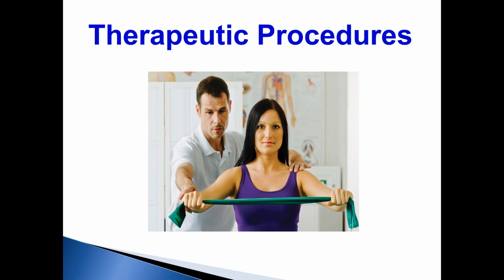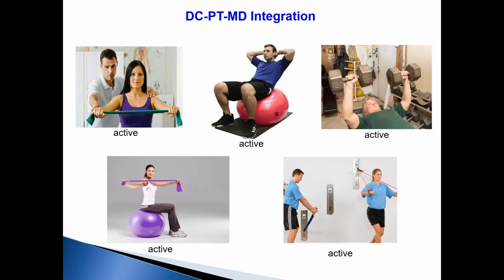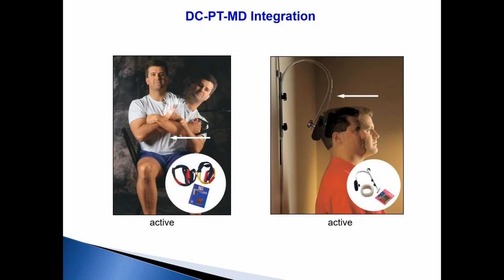Next, physical therapists can perform therapeutic procedures. This is the manner of effecting change through the application of clinical skills that attempt to improve function. You are required to have one-on-one contact. These are time-based codes. If you're going to bill therapeutic exercises, make sure you know that that's an active procedure. The patient has to be performing an active procedure. Here's a few examples. Balls, bands, tubes, weights. The patient is performing the service.